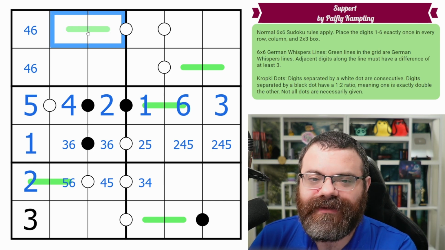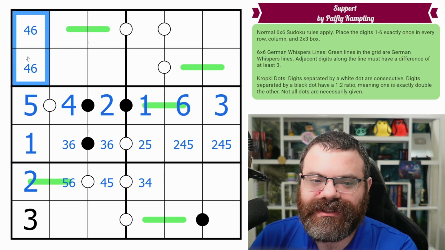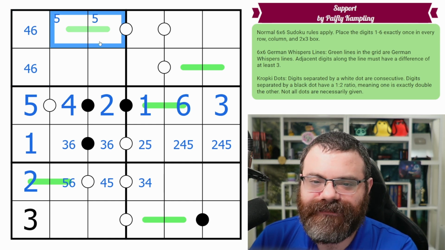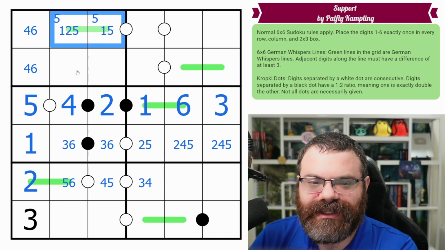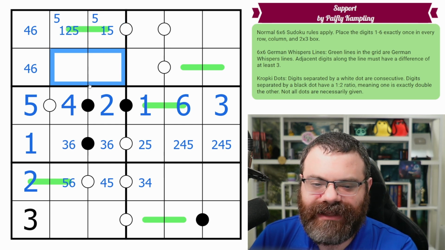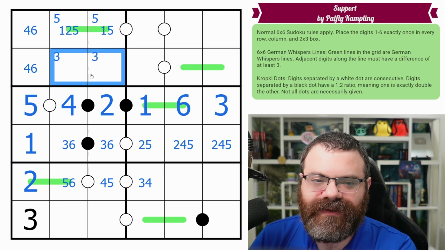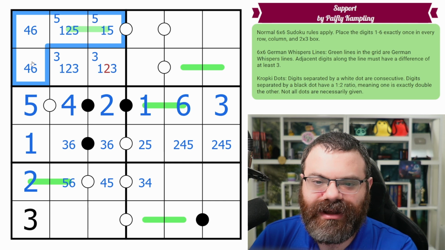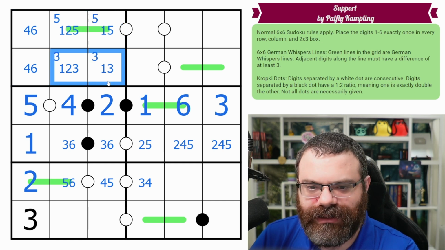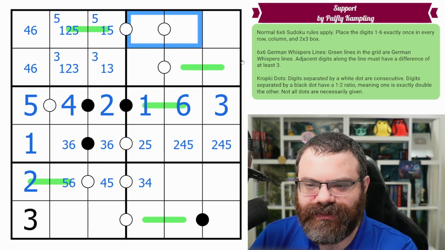So that means that one of these is a 5 because 4 and 6 are gone. So we're going to have to use a 5. And with that 5, we're using a 1 or a 2. And so that means that down here, we definitely have a 3, but also it's only from 1, 2, 3 because 4, 5, and 6 are gone up here. Okay, so if there's a 3 there, there's also a 3 up here somewhere.